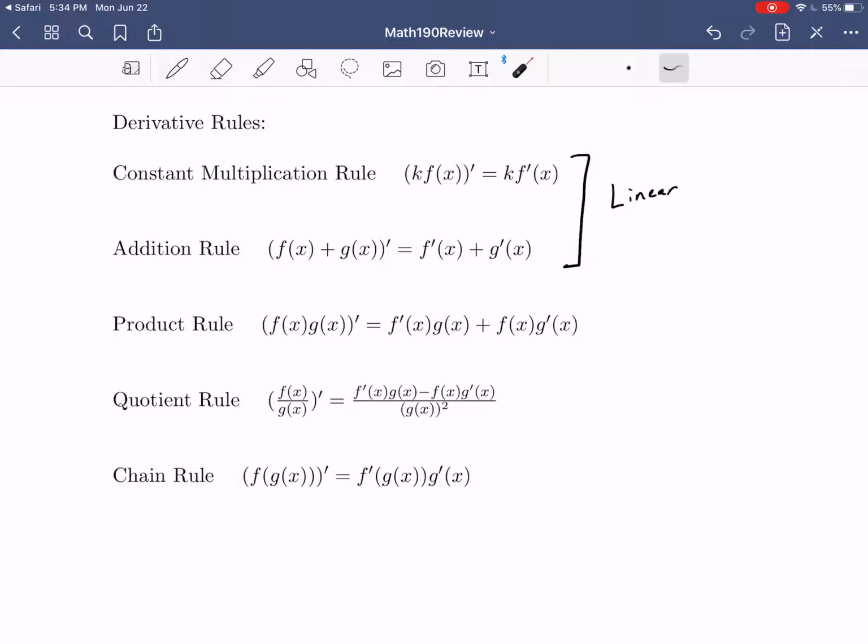We're just starting off. So f of x g of x prime is f prime of x g of x plus f of x g prime of x. So that's our product rule there.